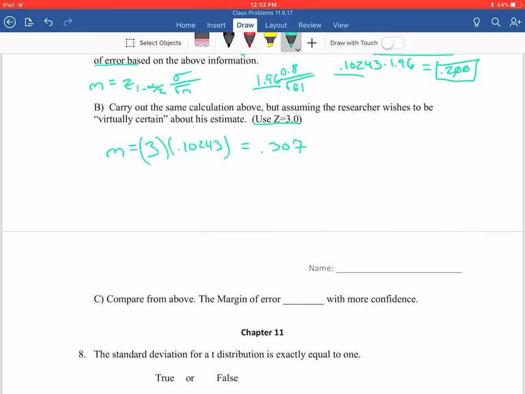Part C, carrying on to the next page here. For part C, compare from above the margin of error with more confidence. So the margin of error will always increase with more confidence.